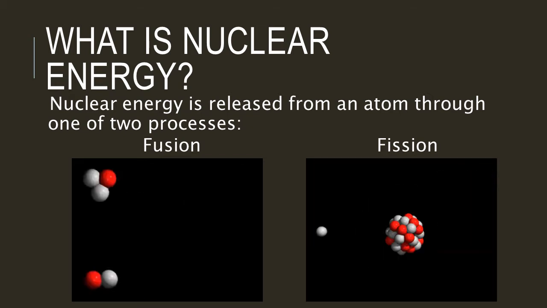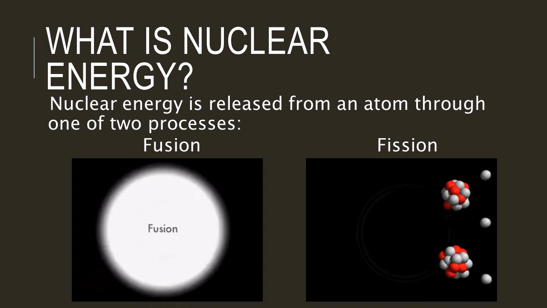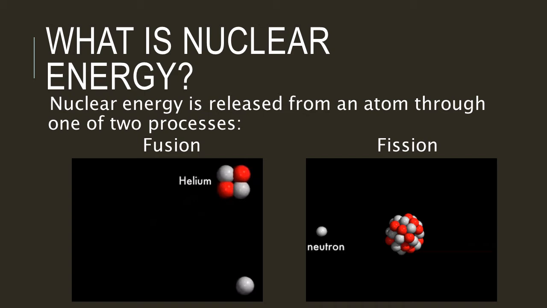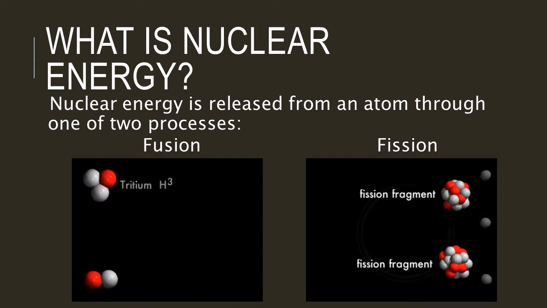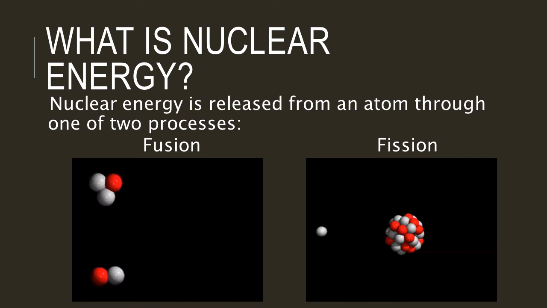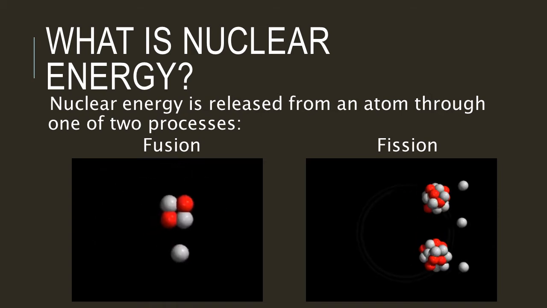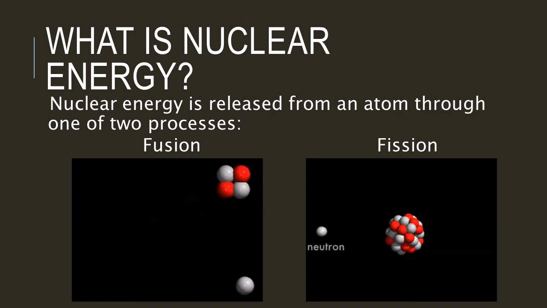The other is fission, where we take a neutron and we fire it into a nucleus. When we fire that neutron into the nucleus, it's going to break apart through fission and create two fragments, along with extra neutrons. So these are the two processes of nuclear energy. Let's look at them specifically.